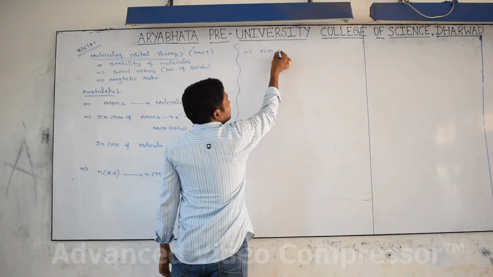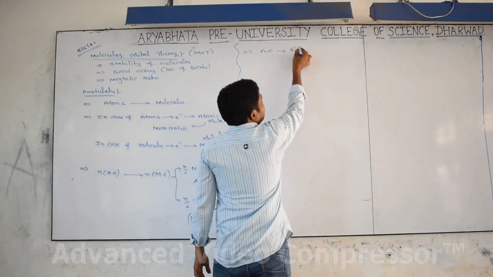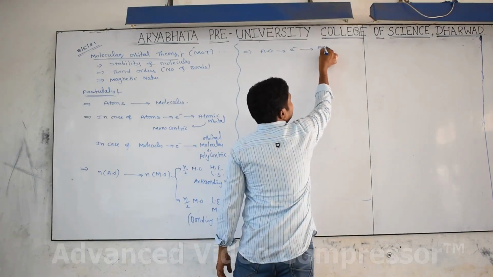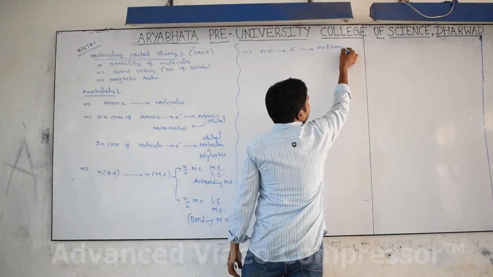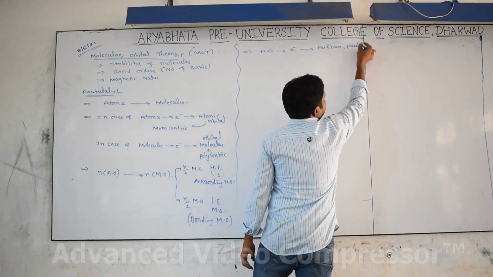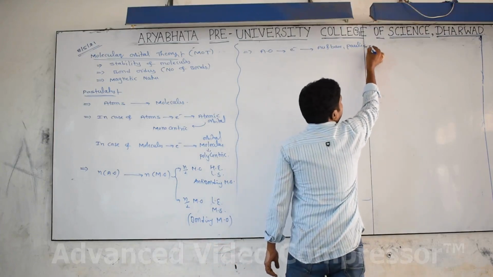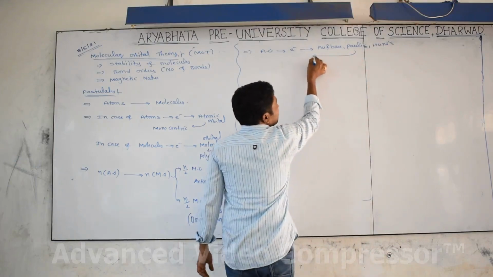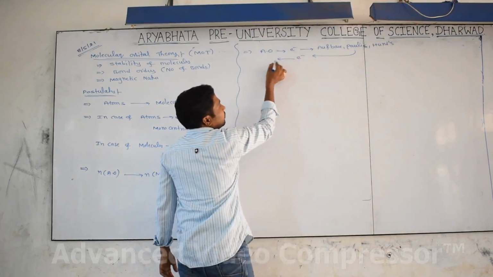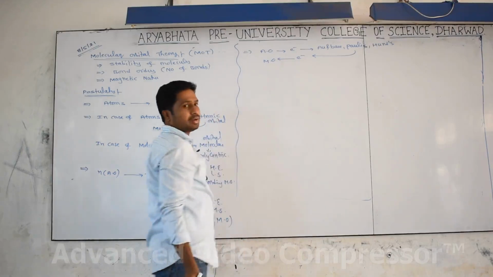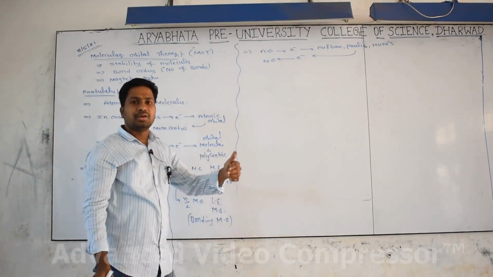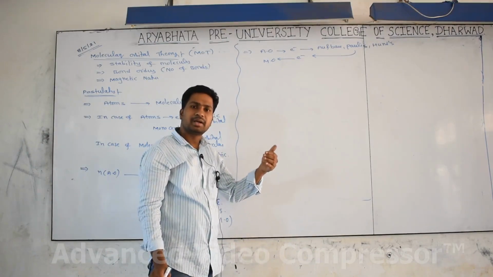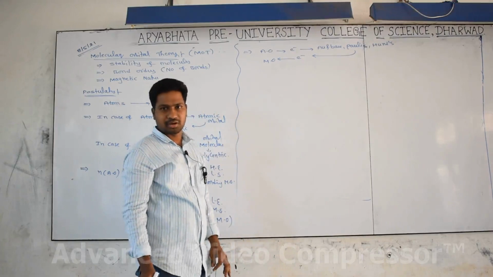While electrons enter atomic orbitals, which rules do they follow? Aufbau principle, Pauli's principle, and also Hund's rule. The same rules are also followed by electrons while entering which one? Molecular orbitals. Yes, the same rules are followed by electrons while filling into the molecular orbitals.